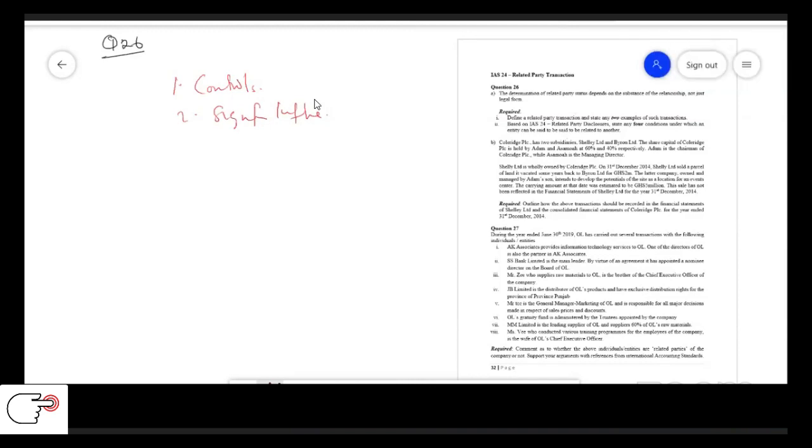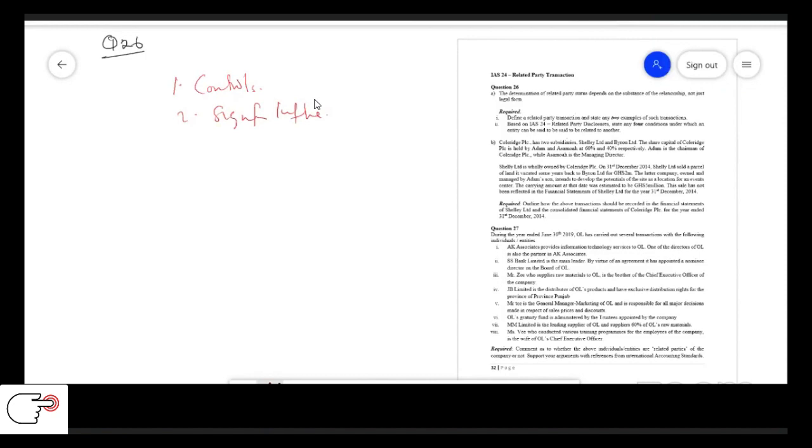Domestic partner. A domestic partner is a close family member. Don't bring domestic partner in here right now. We talked about the pension funds as well. The fund that is controlled by the entity is also related. These are some of the things.